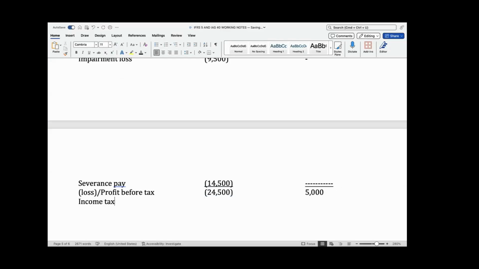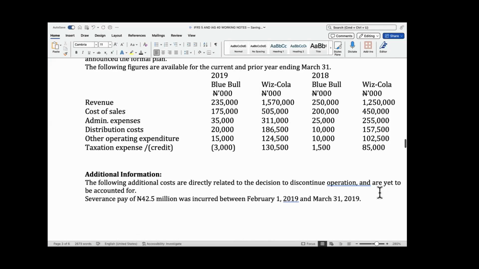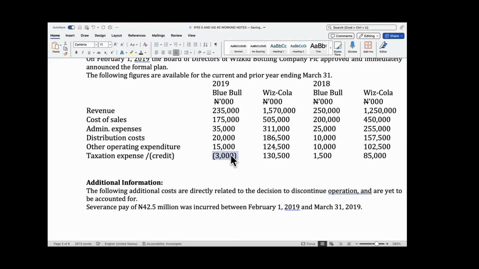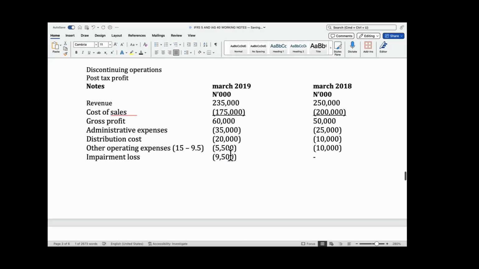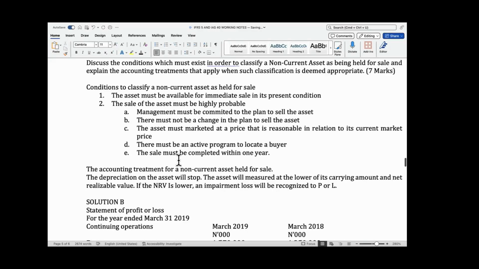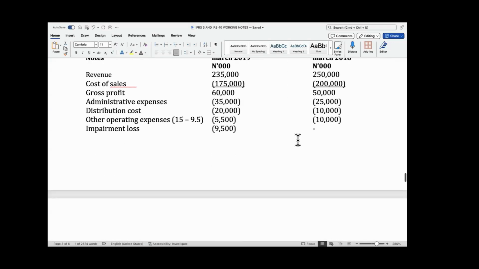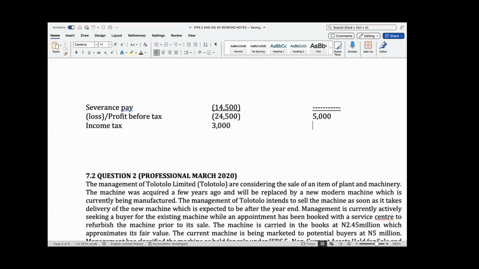Then income tax for the year. What was my income tax? In this case, there's a credit of 3. So when they say income tax credit, it means that you are not paying tax. They are in fact giving you back some money. While in the previous year we had 1.5, that is the normal expense.